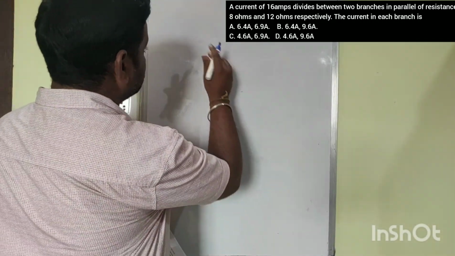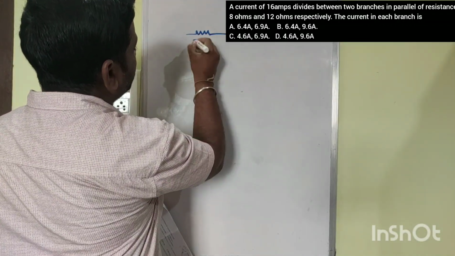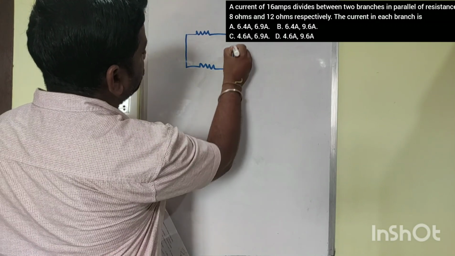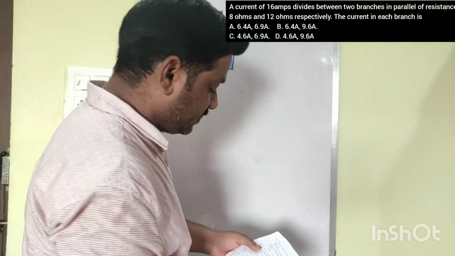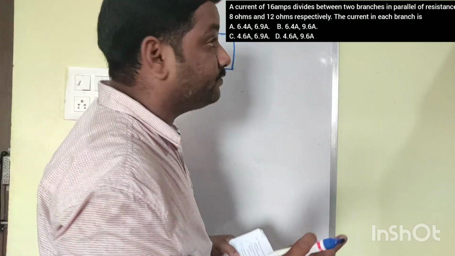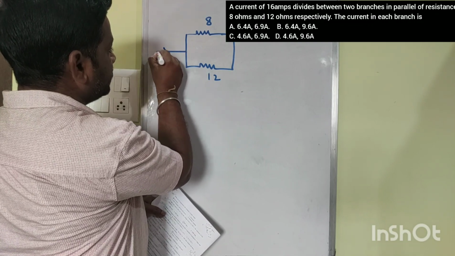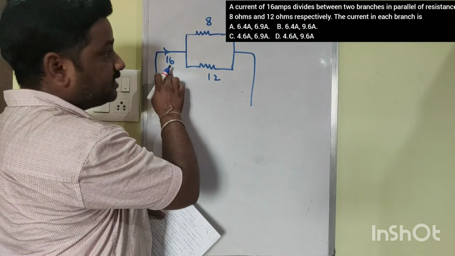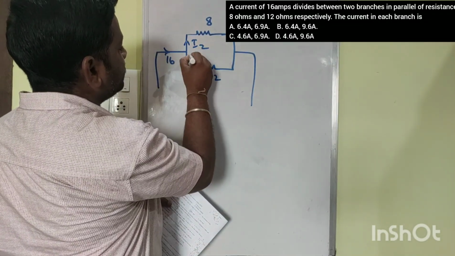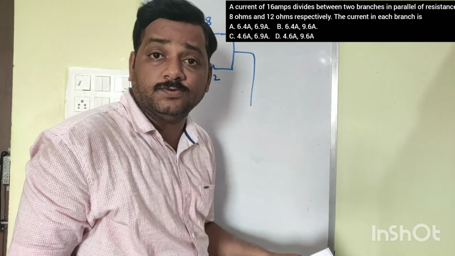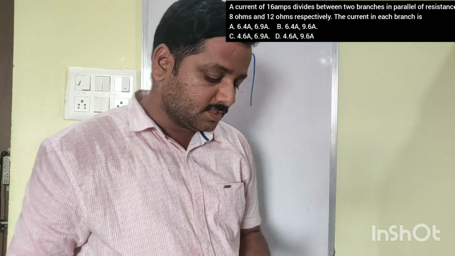So it's very clear. First write the circuit. There are two branches. One is of 8 ohm and the other one is of 12 ohm. Both are connected across together, that is parallel. And the current of 16 amperes divides between two branches. So the overall current is 16 ampere, which is getting divided here. This current divides into two branches, and we don't know these two currents. Let me take this as current I2 and this as current I1. Whatever the name you want, you can give. Not an issue.